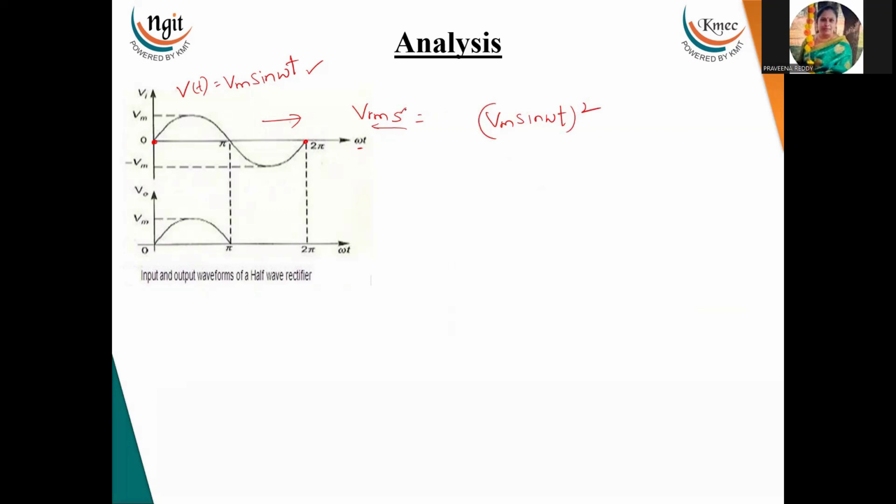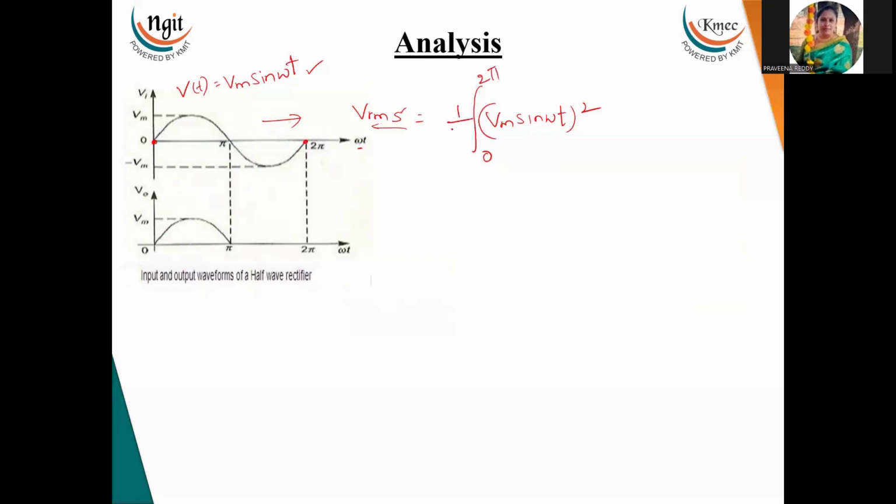Now the square is done. After that, what? Mean. How do we take the mean? Adding all the values and dividing by the number. But this is a continuous waveform, so we can't add numbers. So we have to take the integration. What is the time period? 0 to 2 pi is the time period.